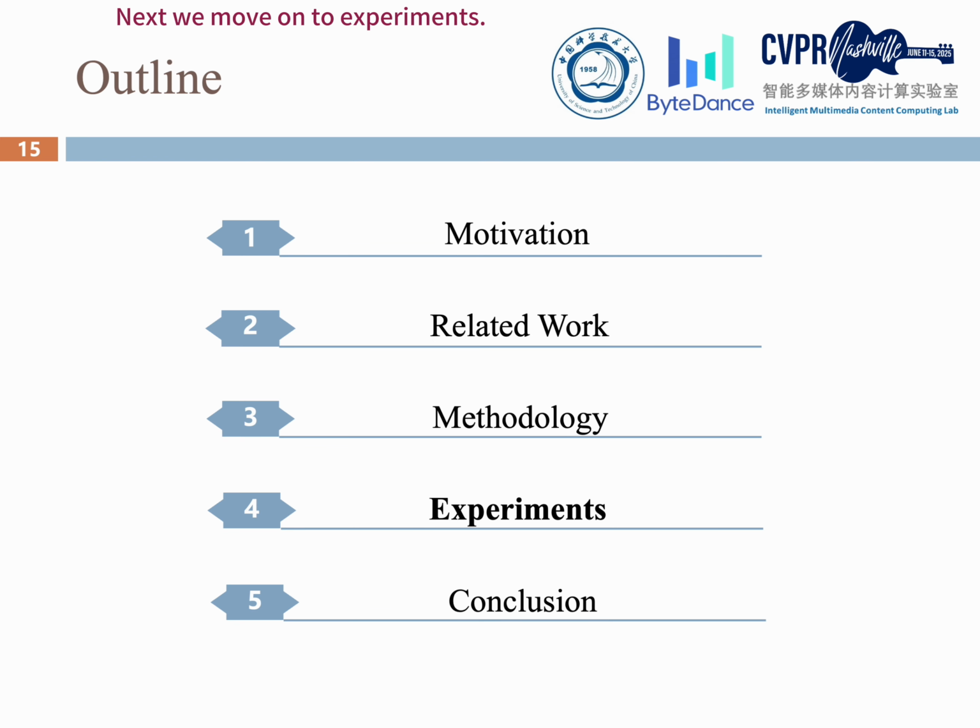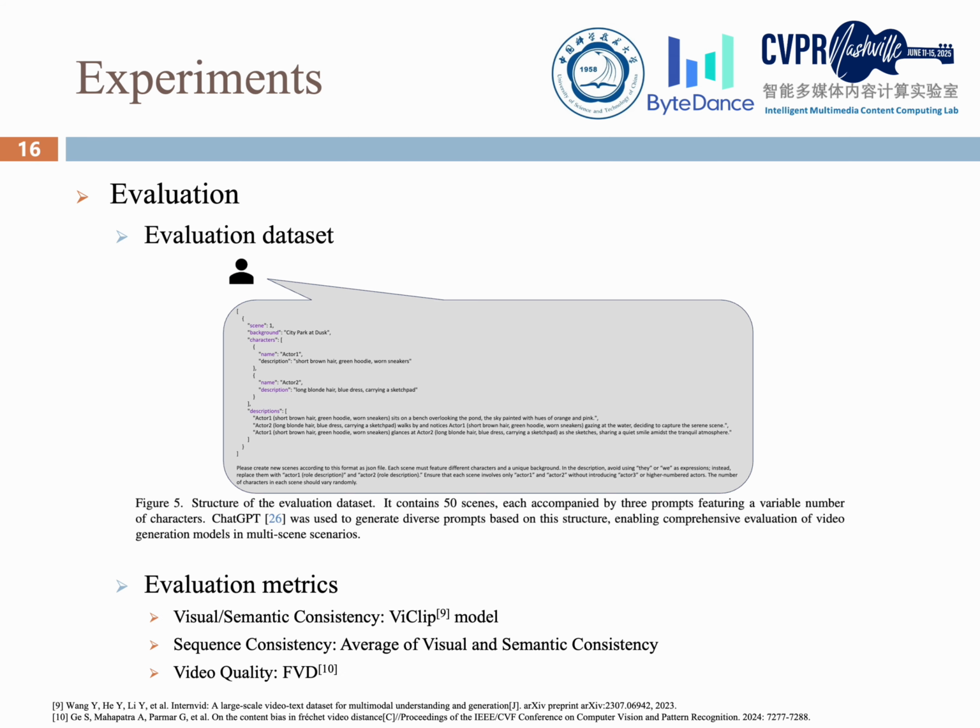Next, we move on to experiments. We begin our evaluation by introducing the multi-scene test dataset we constructed. This benchmark consists of 50 test samples, each composed of 3 prompts that describe a multi-character scene progression. We used ChatGPT to generate diverse and coherent descriptions based on a predefined structure as illustrated here, where each scene specifies characters, appearances, and a reference caption. This dataset enables fine-grained evaluation of both intra-scene alignment and inter-scene continuity.